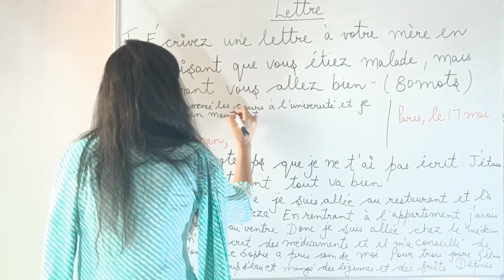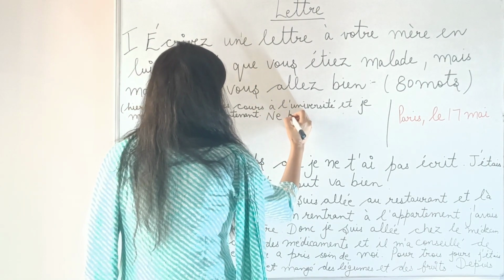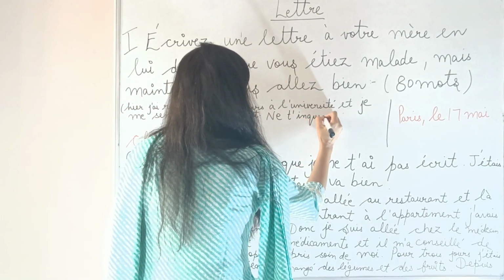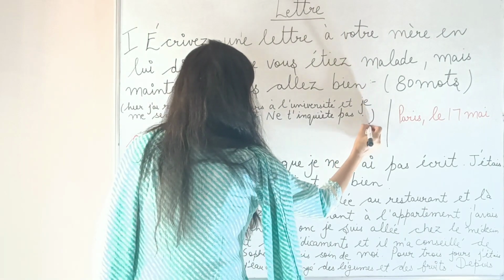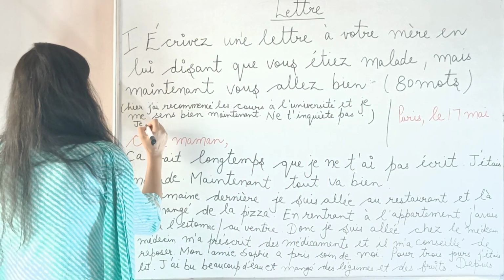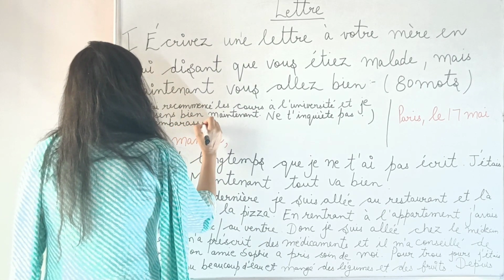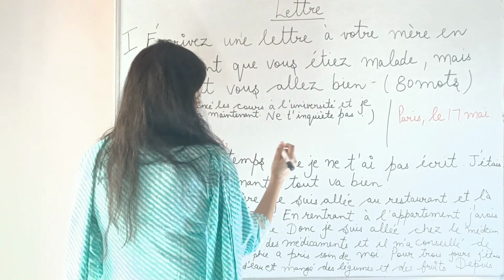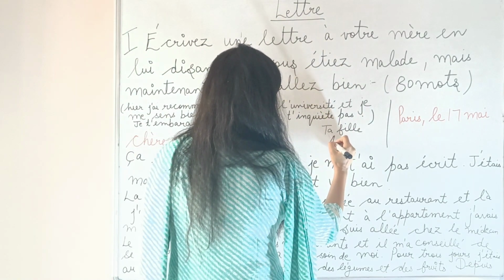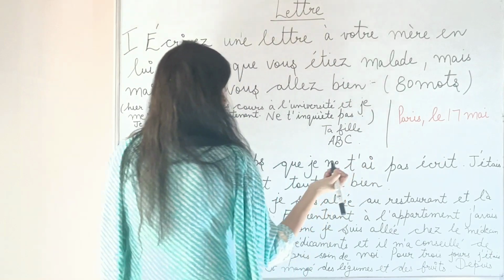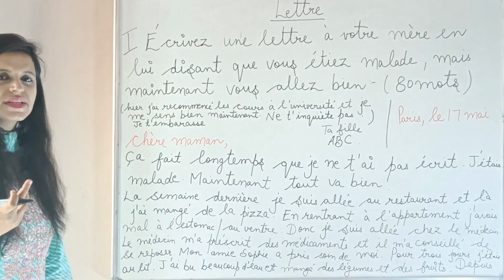And then you can also write to your mother that don't worry. So this is an expression. You can use the verb s'inquiéter. We'll write it in imperative. Ne t'inquiète pas. That's it. This is how you can end. And then there are so many expressions for ending. You can write I hug you, je t'embrasse. You can write ta fille, your daughter, and then you can write A, B, C. This is how you can end. There are so many things. You can also write gros bisous. So many ways are there for ending.